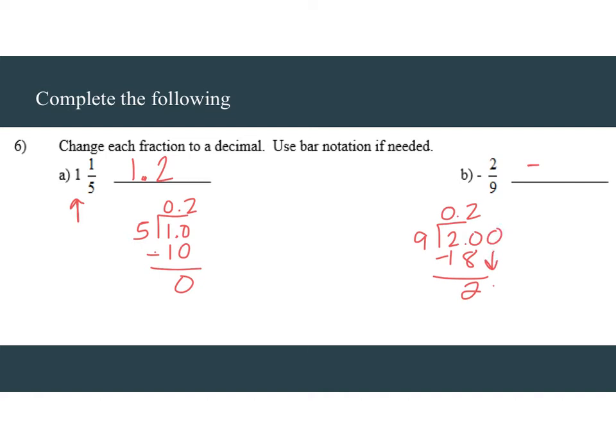Add a 0, drop a 0. Ooh, I have 20 again. 9 can go into 20 2 times. As you can see here, the pattern's going to keep going. I'm going to keep getting 2. So this is going to be repeating. So negative 0 and 22 hundredths, and I'll put my little repeating sign above it.